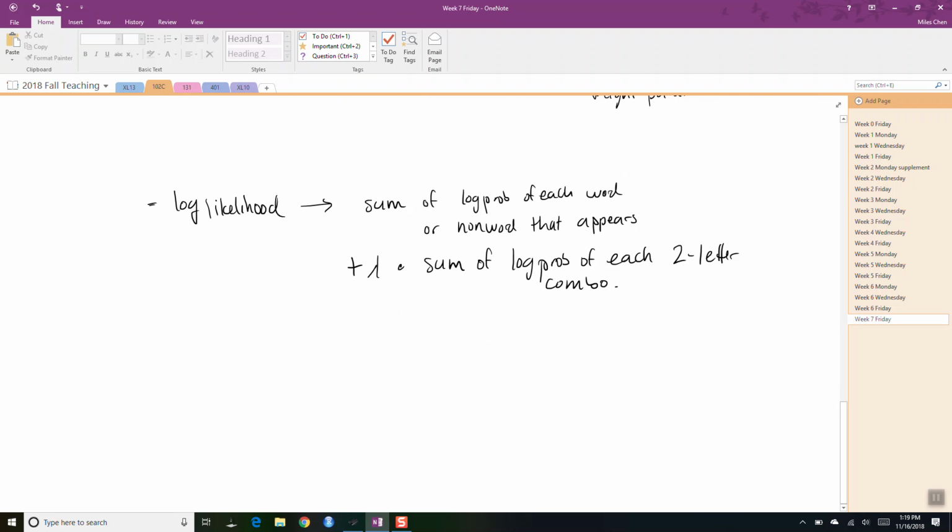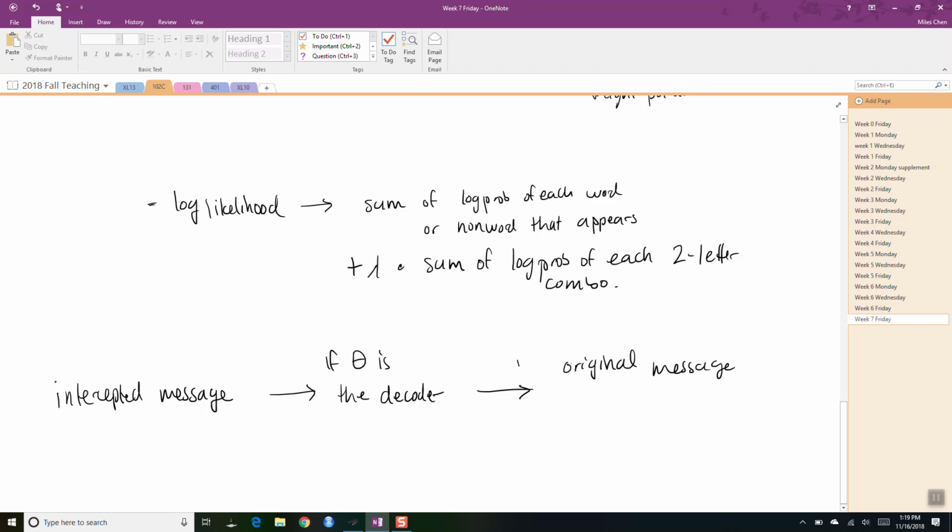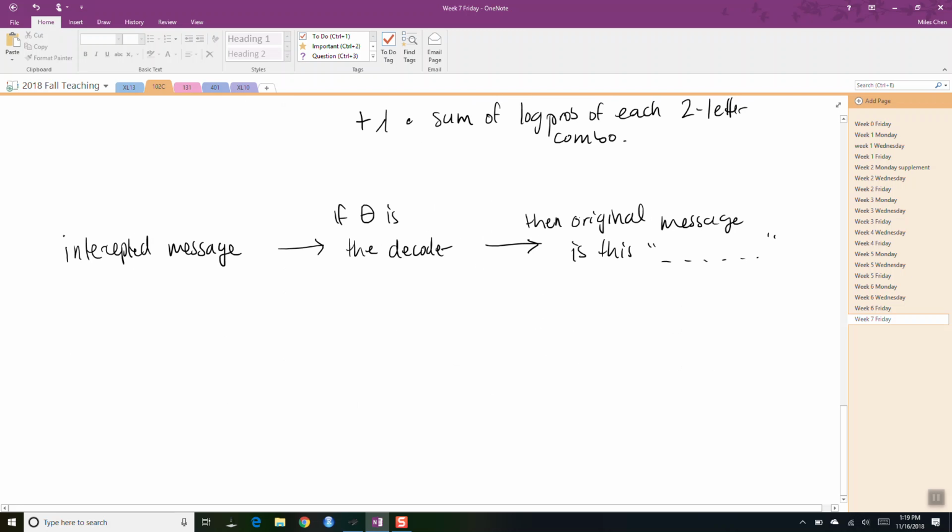Okay. And what we're going to do is say, here's my decoder key, and I have my intercepted message. If theta is the decoder, here's the, quote, original message. So here's our intercepted message. If theta is the decoder, then this is our original message. And we need a way to evaluate which original message is more likely than another.